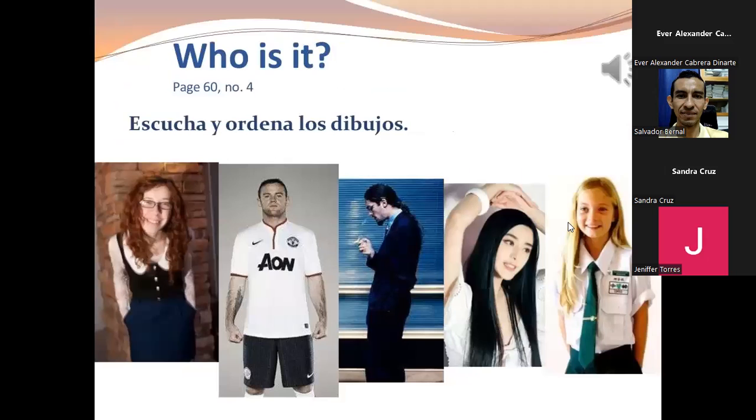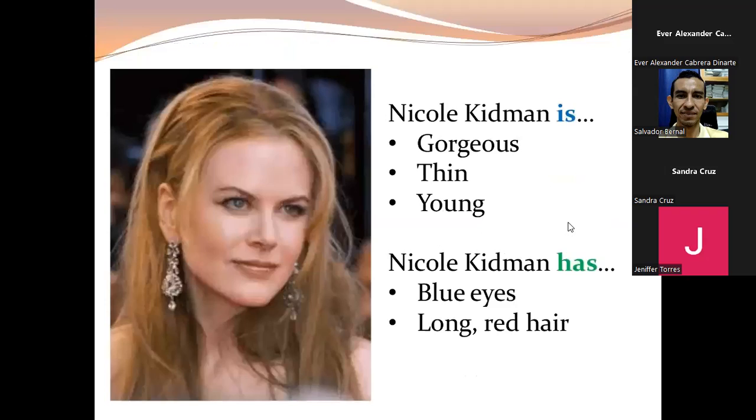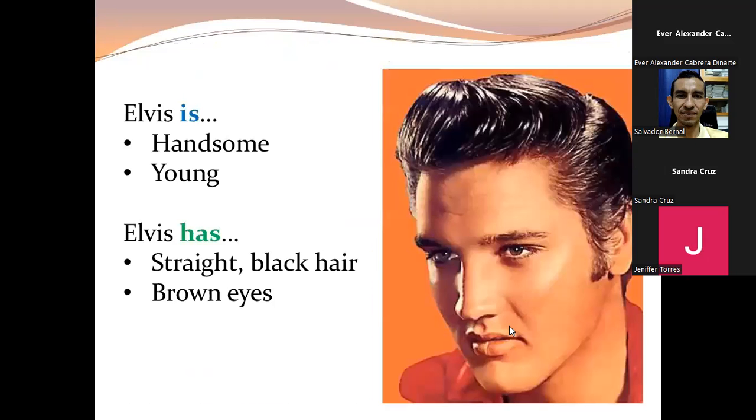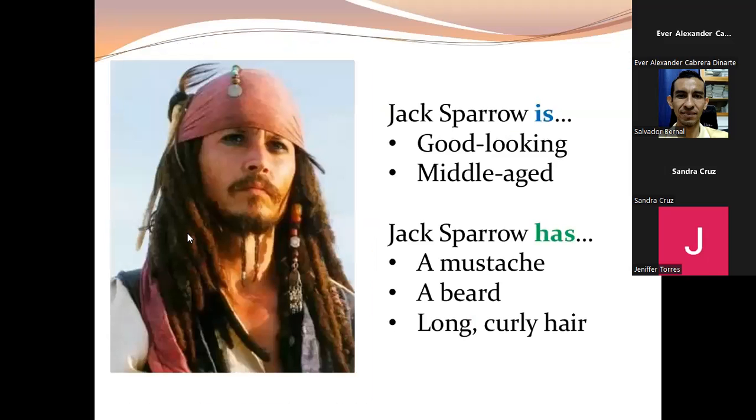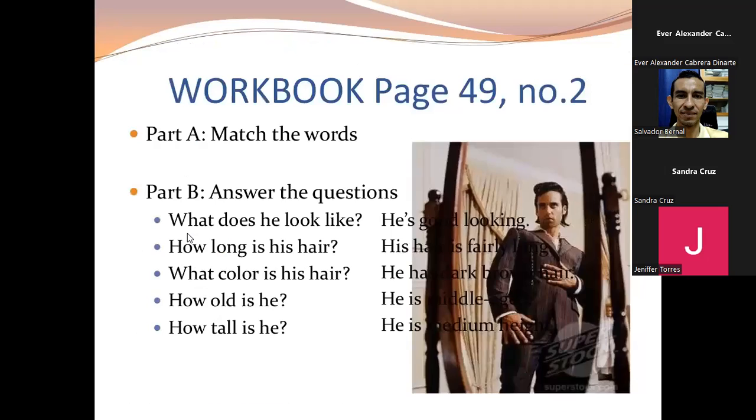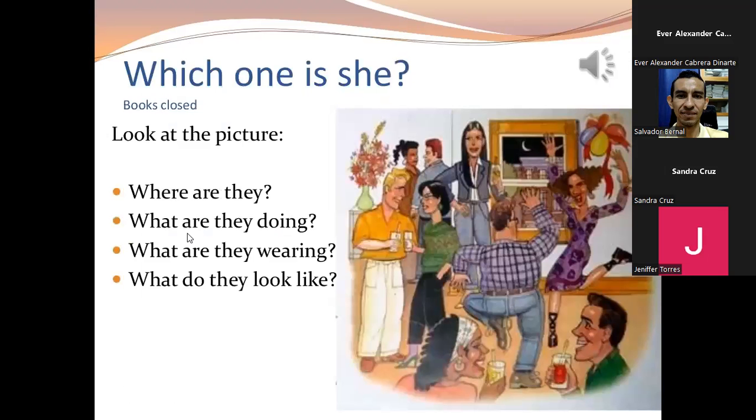So guys, now let's see. We have this exercise and we have here some others that are for describing people. We have these adjectives. For example, Nicole Kidman is gorgeous, thin, young. Nicole Kidman has blue eyes, long red hair, like this one. We have also Elvis, like these adjectives. Remember, when can we use verb to be and when can we use has? Remember. And we have Jack Sparrow, Einstein.